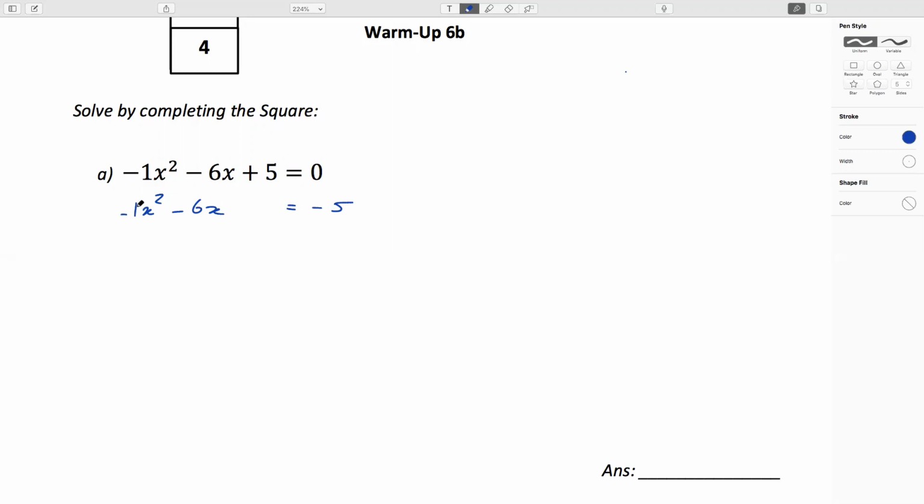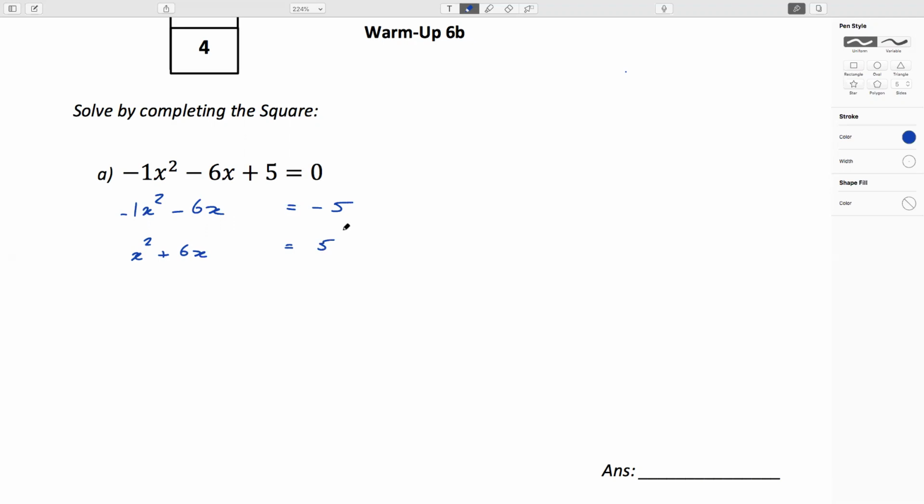Then we have to get rid of our minus 1. And to do that, we have to divide both sides by minus 1. That's going to change the sign of every term. So if we divide the first term by minus 1, it'll become just x squared. The second term divided by minus 1 is going to become plus 6x. And then the last term is going to become positive 5.